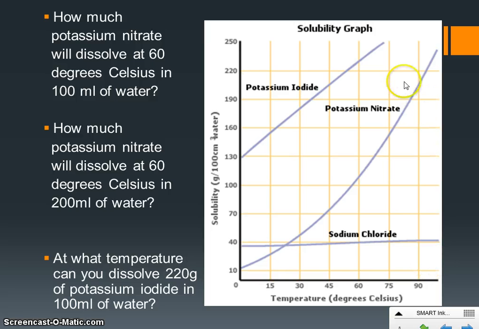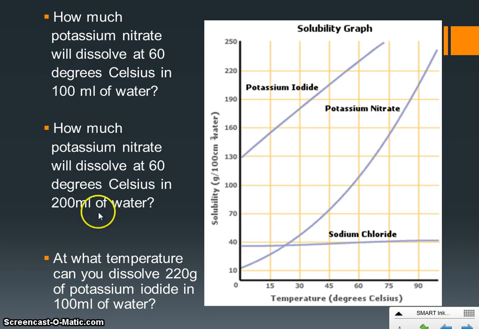Now, since this graph is only for samples with 100 milliliters of water, if we have a sample of 200, we have to double anything we find on here, because if we have twice as much water, that means we can dissolve twice as much of whatever this graph says. So the graph told us that at 60 degrees, 115 grams will dissolve in 100 grams. If we double that, 200 milliliters of water instead, we should be able to double the amount of potassium nitrate as well. So 115 times 2 is about 230. So we'd be able to get about 230 grams of potassium nitrate into that 200 milliliter sample.